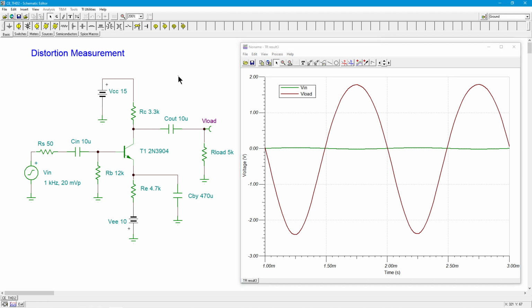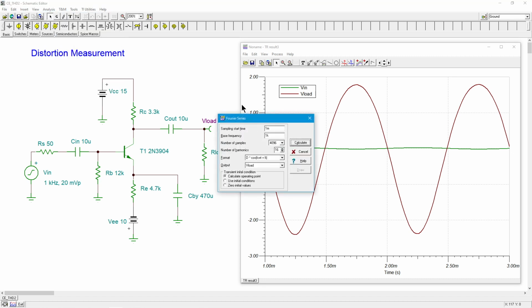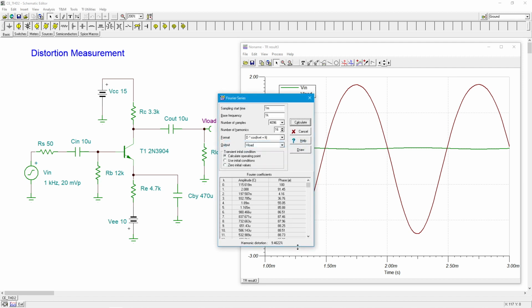So what we do in TINA is we come over under the analysis, and if you come down almost to the bottom, it says Fourier analysis. So you select this, and there's a bunch of settings here, and for the most part, you can leave these where they are. The only thing you really need to fiddle with is, if you have multiple output points, you would have to select from this drop-down which node you're interested in. In this case, I only have the V load, so that's what it's going to default to. So calculate. Boom.